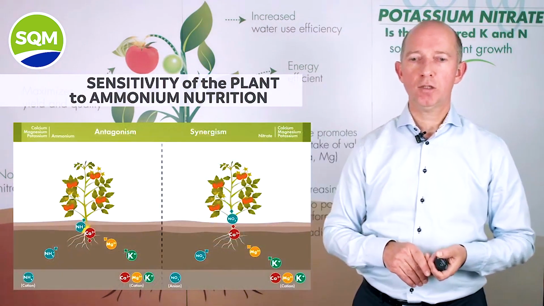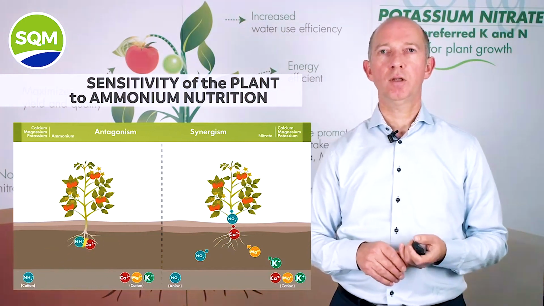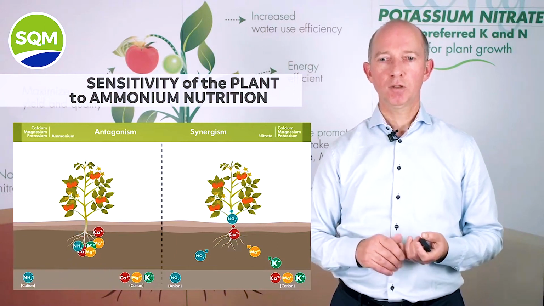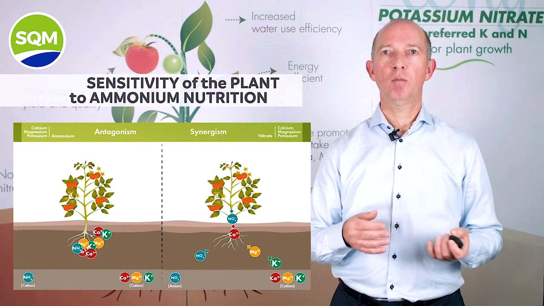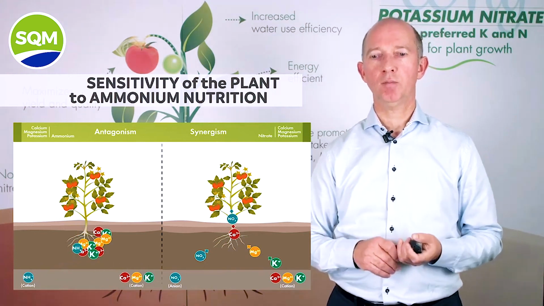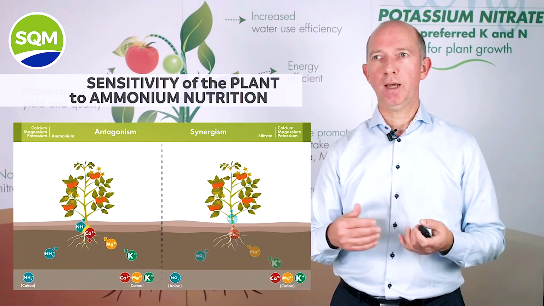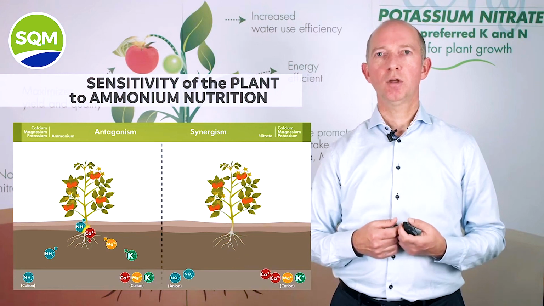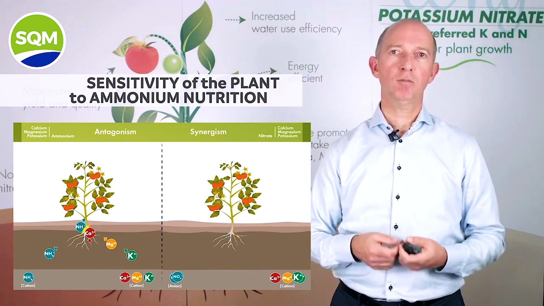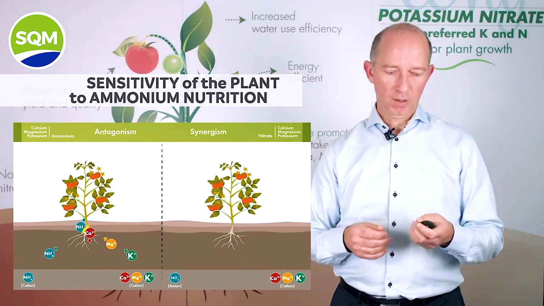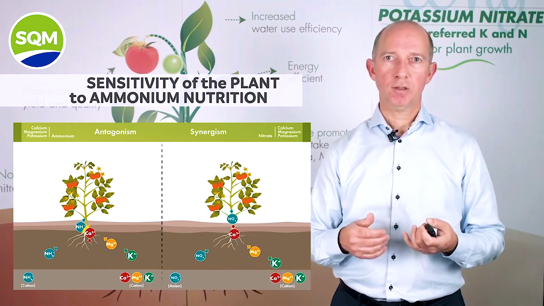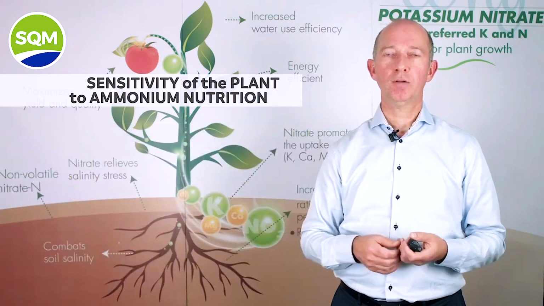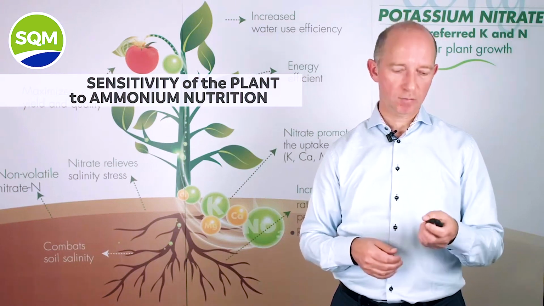Ammonium, with a positive charge, starts competing for the uptake with the other ions with positive charge. Calcium, magnesium, potassium. So that's what we call antagonism. Ammonium partly blocks the uptake of calcium, potassium and magnesium. On the other hand, nitrate with its negative charge synergistically helps in the absorption of positive charges like calcium, magnesium, potassium. And that's the beauty of using a nitrate source. At the same time, feeding the plant with nitrogen, also feeding the plant indirectly with calcium, magnesium and potassium.